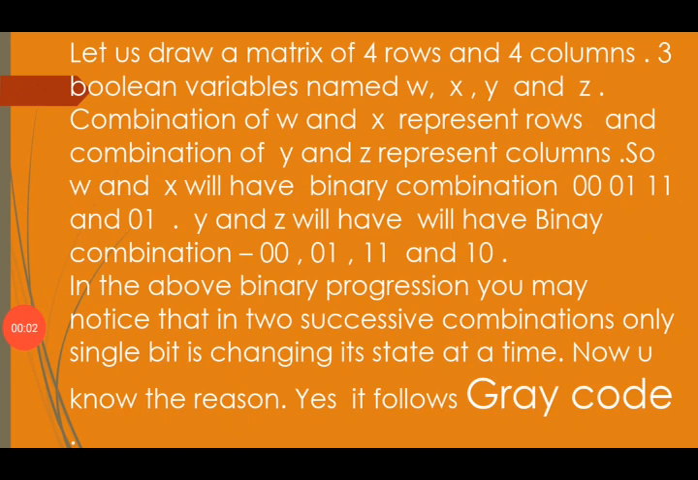Now let us draw a matrix of 4 rows and 4 columns. There are 4 boolean variables named w, x, y and z. The combination of w and x represents rows and the combination of y and z represents columns. So w and x will have the binary combinations 0 0, 0 1, 1 1 and 1 0. Y and z will have the binary combinations 0 0, 0 1, 1 1 and 1 0. In the above binary progression, you may notice that in 2 successive combinations only a single bit changes its state at a time, and I hope now you all know the reason: it follows gray code. So only one bit is changing its state at a time.